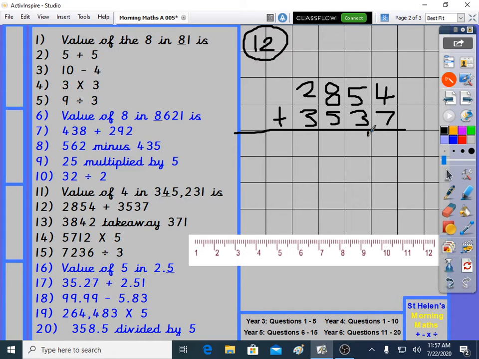4 plus 7 is 11. 5 plus 3 is 8, plus 1 is 9. 8 plus 5 is 13. 2 plus 3 plus 1 is 6.